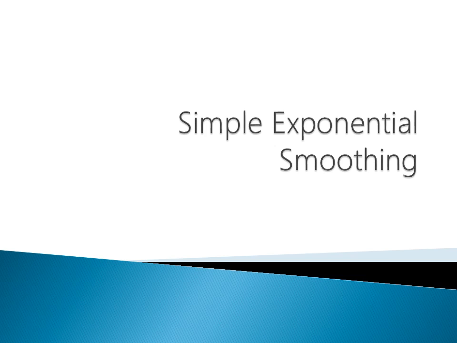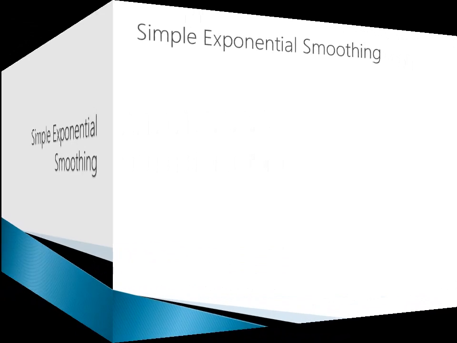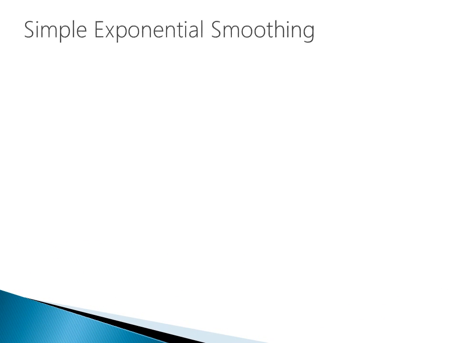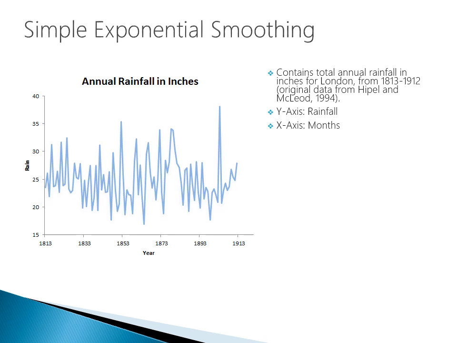We will now shift gears and talk about a simple exponential smoothing method. Now let's dive into a simple exponential smoothing example. Here is a data set which contains the total annual rainfall in inches for London from 1813 to 1912.